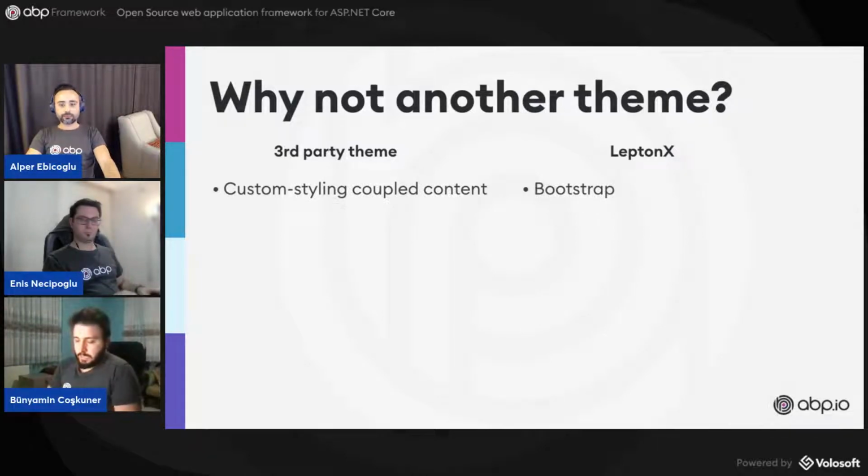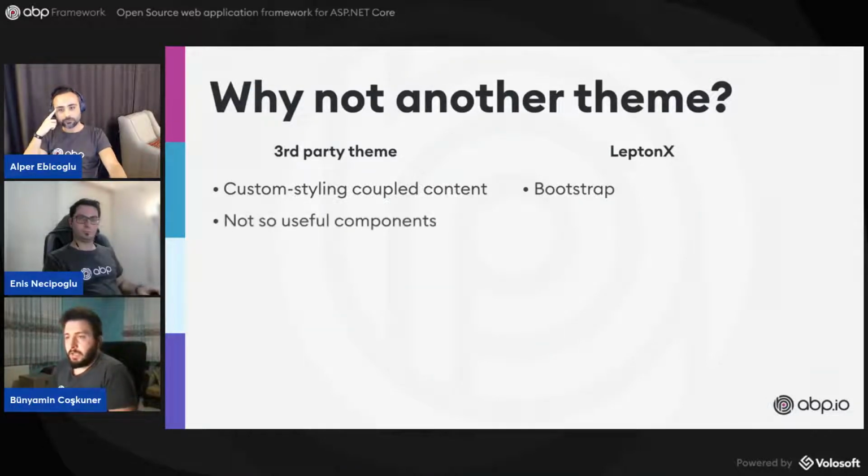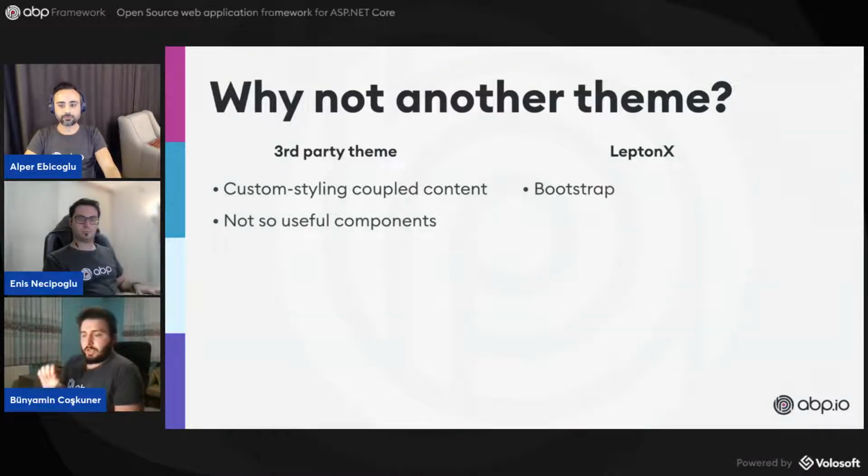So LeptonX defines the layout, but it does not interfere with the content. You can develop your content with Bootstrap components, so you can change LeptonX with another theme. It just changes the layout. And third-party themes come with shiny, nice-looking components, but they are just for display most of the time. When you download a theme, you need to delete these components and write your own components. Those shiny, nice-looking components don't fit in your application.